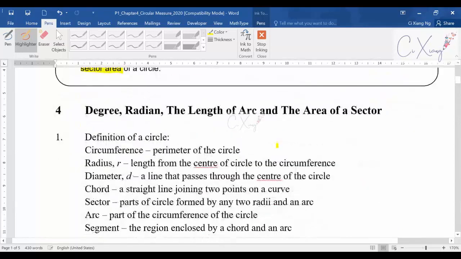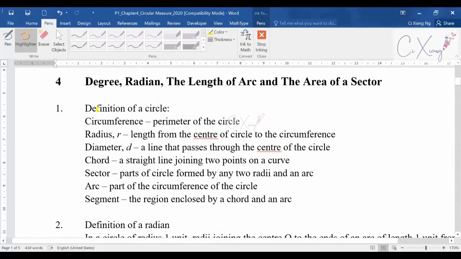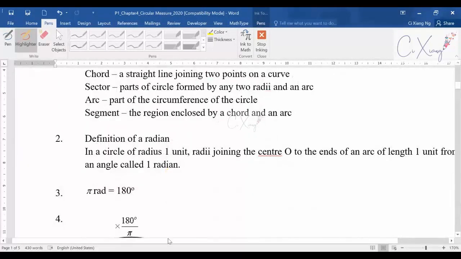Let's start with some very basic definitions. First, you need to know the definition of a circle. I think in the previous video, I already showed you and sketched a diagram, and I believe you already know the meaning of all the words here. These words are very common, and you will see them frequently in circular measure questions. I'm not going to repeat this part, so if you don't really understand, go back to the previous video. Then let's look at the definition of radian.